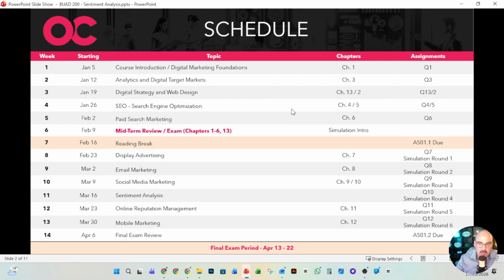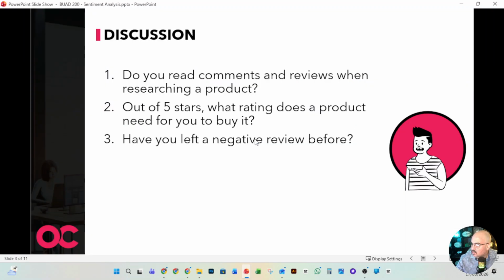So just having a look at our schedule here, we can see we've got sentiment analysis this week. Next week, we'll be talking about ORM, or online reputation management, then mobile marketing, and then we're into the final exam. So not too long to go before we actually get to the final exam. Just make sure you've got those quizzes done, and obviously we are into round 4 of the simulation. Let me know if you've got questions there.